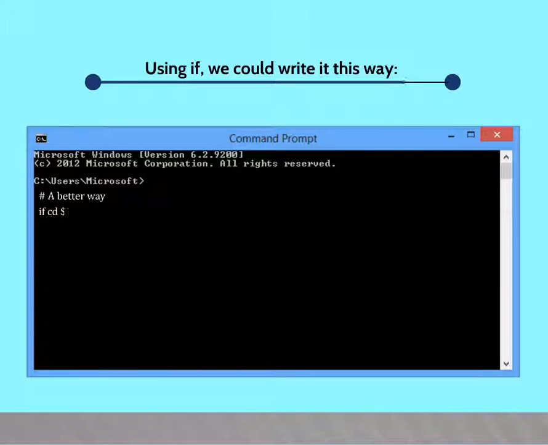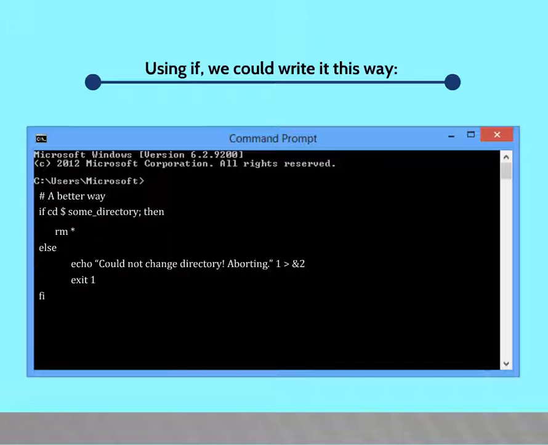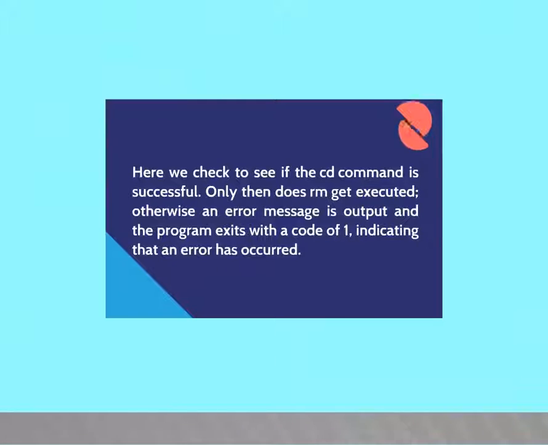Using if, we could write it this way. Here we check to see if the cd command is successful. Only then does rm get executed. Otherwise, an error message is output and the program exits with a code of 1, indicating that an error has occurred.